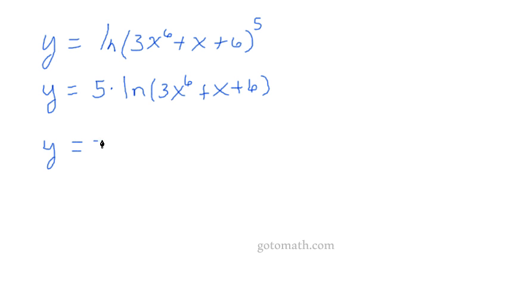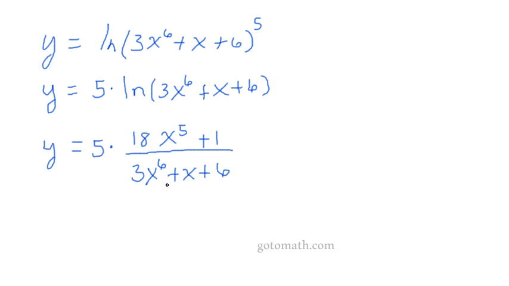So I'm going to rewrite that coefficient. Okay, so we take the derivative of what's in parentheses, and that's going to be 6 times 3 is 18, x to the 5th plus 1, and then we write that all over what's inside parentheses, 3x^6 + x + 6. Whoops, I do need to write y prime there.